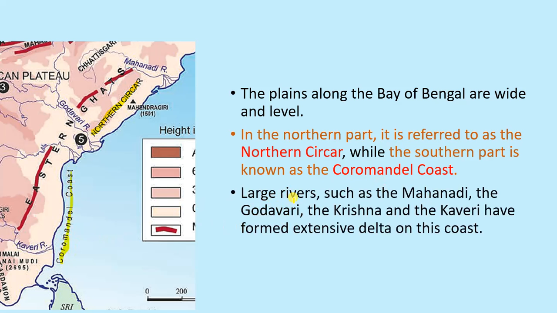The large rivers such as the Mahanadi, the Godavari, the Krishna, and the Kaveri have formed extensive deltas on this coast. You can see here the delta region created by these different rivers, with the distributaries of these rivers visible. These deltas have been created by these different rivers: the Mahanadi delta, the Godavari delta, the Krishna delta, and the Kaveri delta.